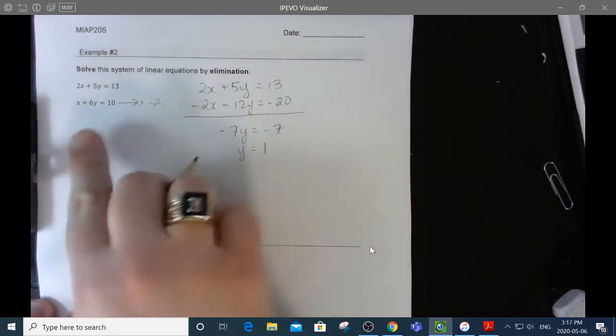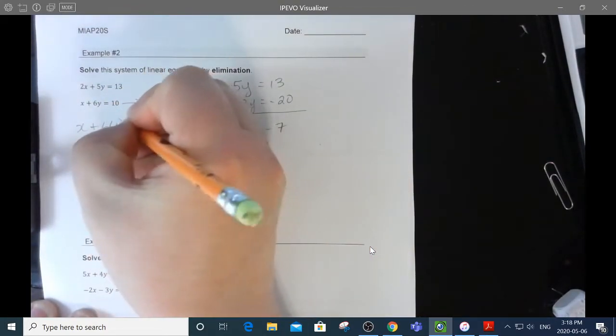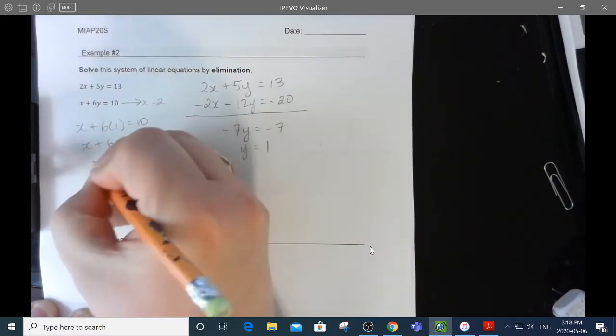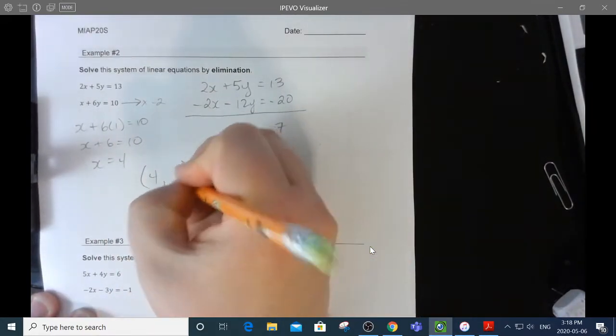Go back to, I'll go to this equation. X plus, I think y is 1, so I'm going to plug in a 1 there, is equal to 10. X plus 6 is equal to 10, so x is equal to 4. So I think that the answer here is 4, 1.